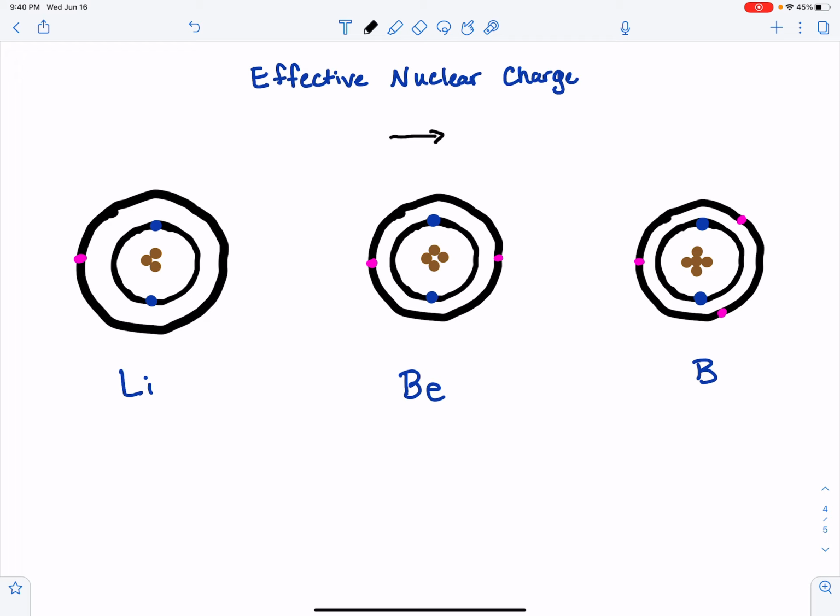So I have a picture of 3 atoms here. They are all in a row, so they would match up with each other, all being in the row. So it's lithium with 3, beryllium with 4, and boron has 5 protons.